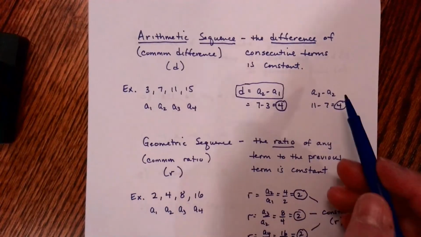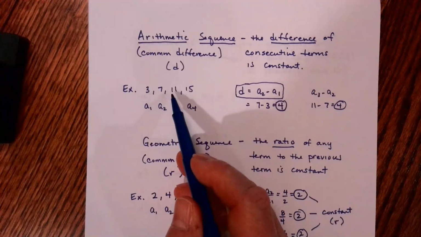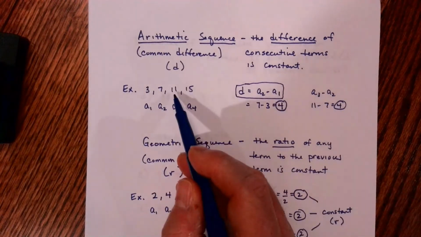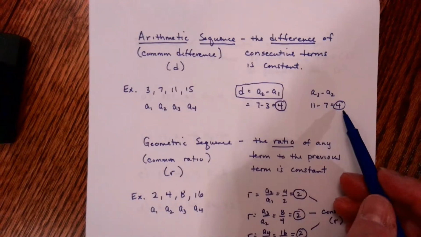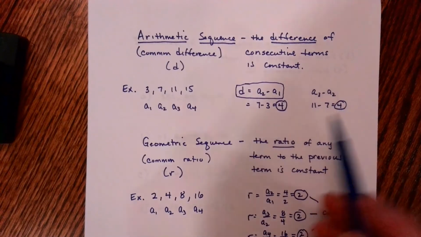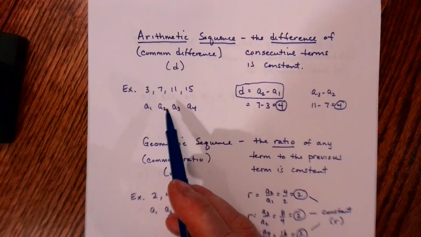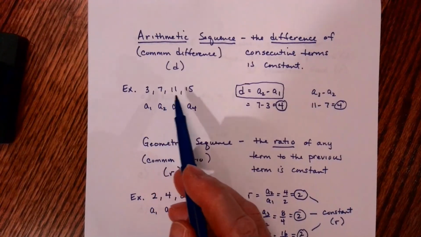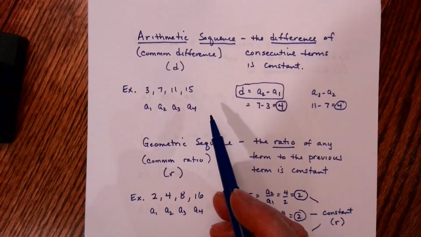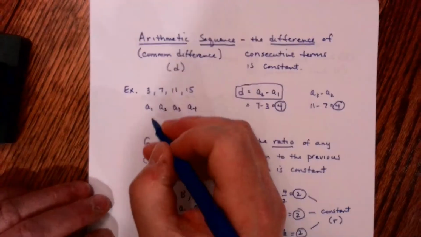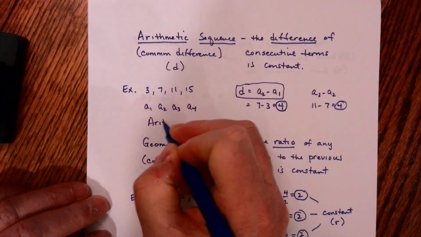If I took a look at the next two terms, and this time took the value of the third term, which is 11, and subtracted it from 7, I would still get a 4. And I think you can identify that this sequence is increasing by 4. Since it is constantly increasing by 4, we can say that this is, in fact, an arithmetic sequence.